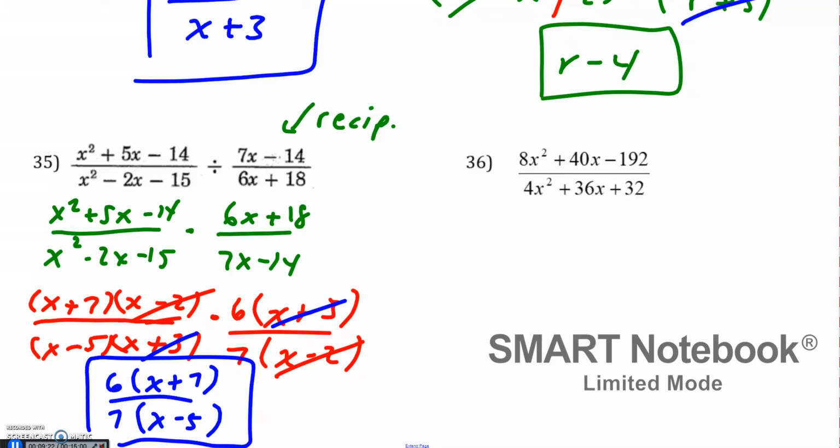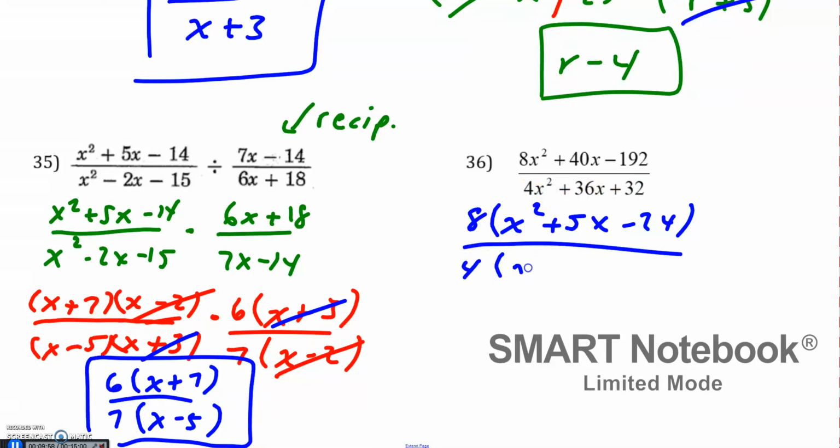Number 36, I'm going to look at the top and bottom, and I notice that my lead number is not 1, like the last couple examples. So again, right away, I'm like, oh no, do I have to split the middle term? Fortunately, we don't, because there's a greatest common factor that can help us out. On the top, I can take an 8 out, and if I do, I'm left with x squared plus 5x, and then 192 divided by 8 is 24. So minus 24. On the bottom, I also have a GCF of 4. That's nice, and I'm left with x squared plus 9x plus 8.